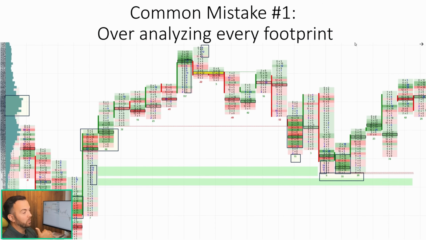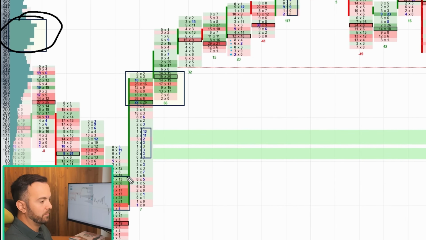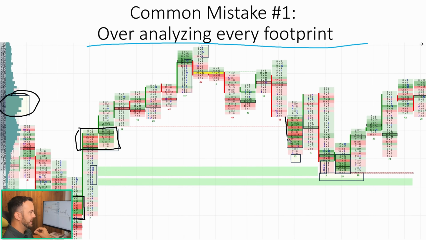Common mistake number 1 is overanalyzing every footprint. So many people just focus on every single number they see on the chart, which is clearly insane. What you should focus on instead are the big things, for example, heavy volume zones, significant volume clusters like this one, or like this one. Those are the things which should stand out when you look at the order flow chart.